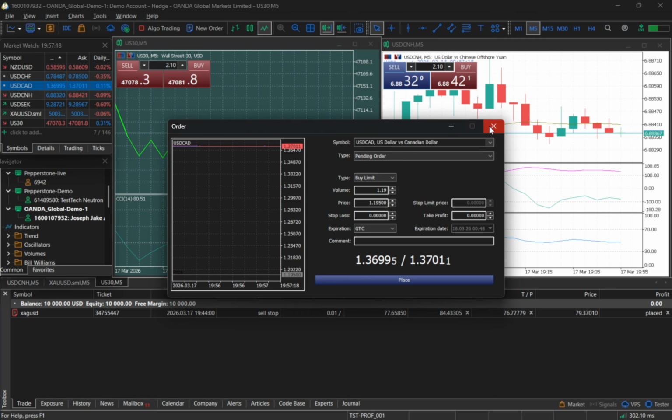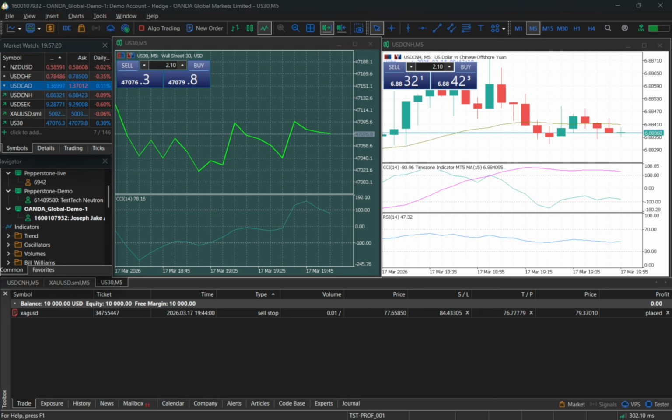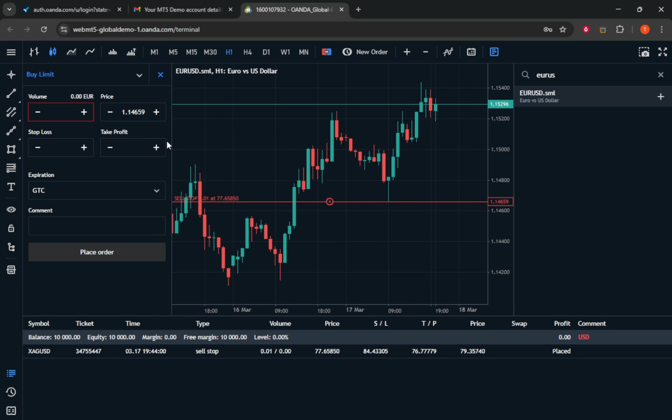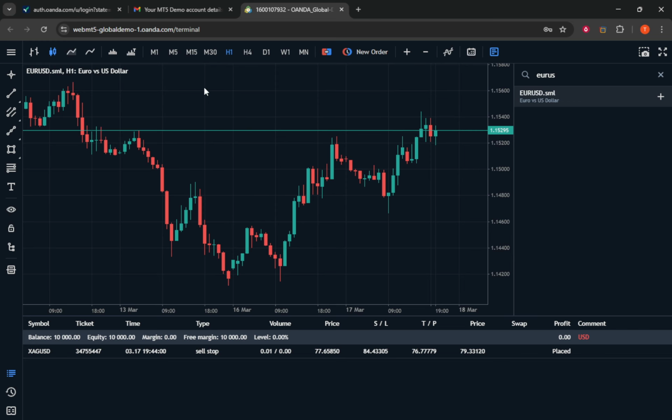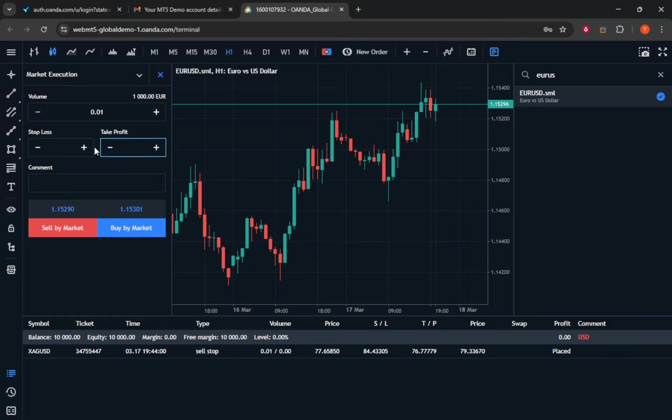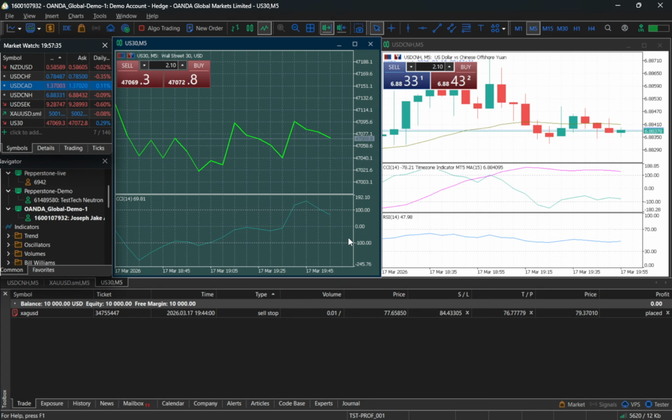First, a quick foundation. A limit order is an instruction to your broker to enter a trade only at a specific price or better, never worse. If you're planning to buy, a buy limit sits below the current market price, aiming to get you in at a cheaper level. If you're planning to sell, a sell limit sits above the current market price, aiming to enter at a higher, more favorable level. The key point is that the order only triggers when your target price is reached or improved upon. Until then, nothing executes. Let's walk through the simple workflow on Oanda.